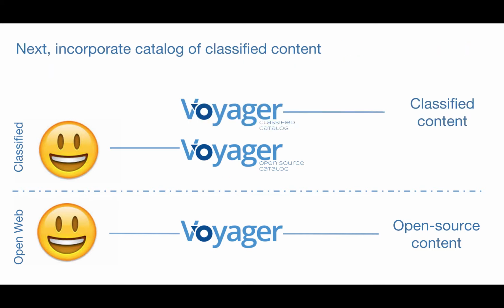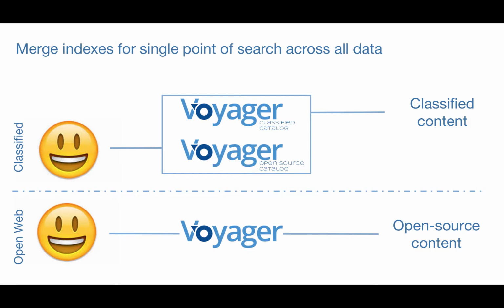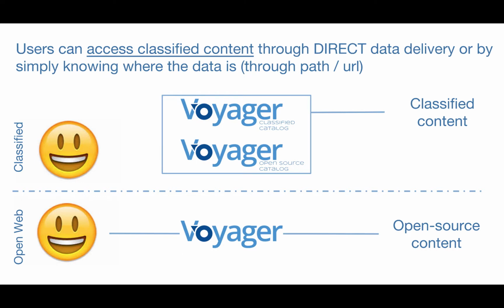Next, in that same classified environment, we can incorporate a content index of classified content. So we use other Voyager instances to index other data that's sitting inside their classified network. We can merge these indexes for a single point of search across all the data. So we simply link these indexes or merge them into a single larger index that provides an experience where people can search for and find content, both on the classified network and what was available on the open source network.